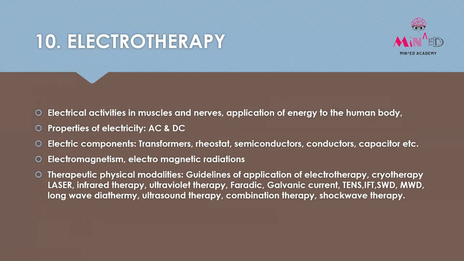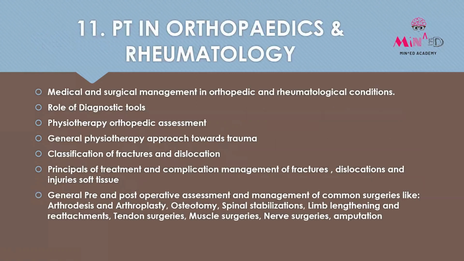Next, we have electrotherapy. Here we have electrical activities in muscles and nerves, application of energy to the human body, then properties of electricity, AC, DC, electrical components, transformer, rheostat, semiconductor, conductor, capacitor, electromagnetism, electromagnetic radiation, therapeutic modalities, and the applications like cryotherapy, laser, infrared, UST, IFT, Faradic, galvanic current, SWD, MWD, LWD, combination therapy, socket therapy.